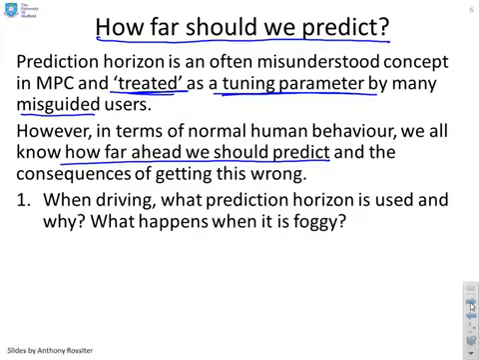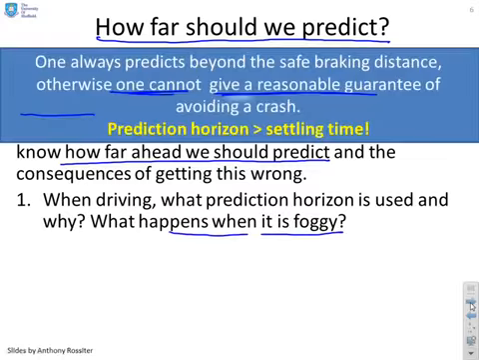When you're driving, what prediction horizon do you use? So how far ahead do you predict the behavior of the car? And what happens when it's foggy? How does this change? Well, here's an example.